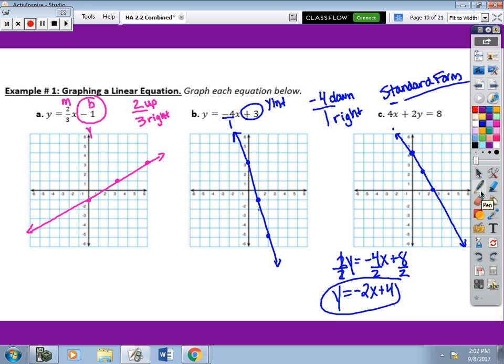Okay, so remember, the y-intercept is when x equals 0. So if you plug in 0 for x, which normally you don't do this work, you just kind of do it in your head. 4 times 0 is 0. If I divide by 2 on both sides, I get y equals 4. That means the y-intercept is 4.